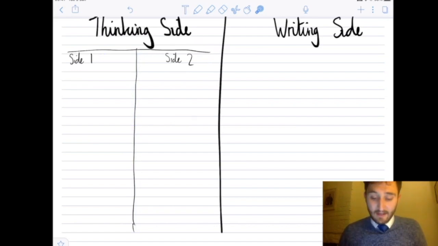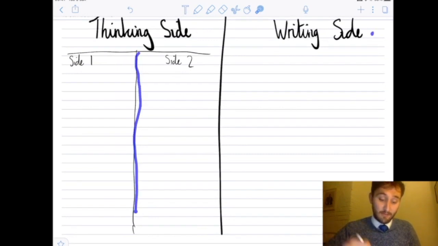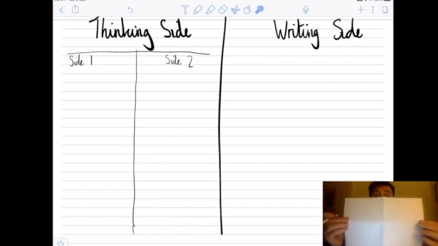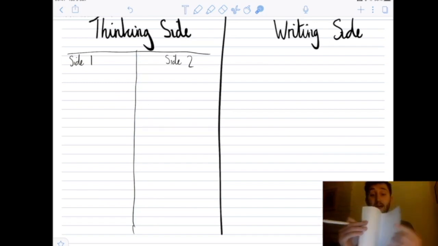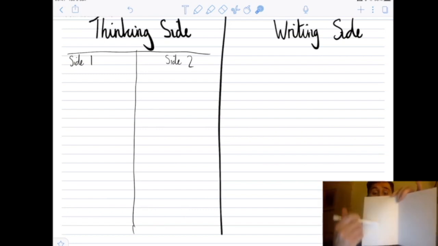If you have your exercise book in front of you, this is a perfect opportunity to open up 2 blank pages, then you don't need to half anything. Have one side thinking, have one side writing, and make sure that you use a ruler to separate up your 2 sides. If you don't have an exercise book, just with a piece of paper, fold it in half just like so, and then you can have your thinking side on one side, your writing side, and then down the middle of your thinking side, you've got side 1 and side 2.